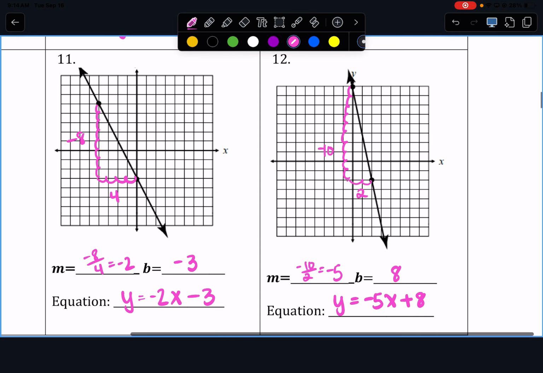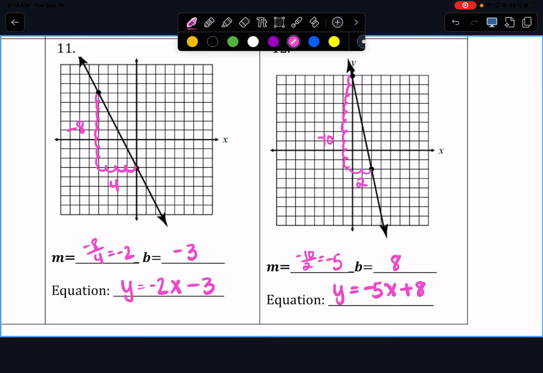All right, for 11, what did y'all get as y'all's equation? y equals -2x, because our slope was -8/4, which is -2. And our y-intercept was -3. What was our y-intercept for 12? 8. And then our slope was what? You can simplify it. And so we should get y equals -5x plus 8.